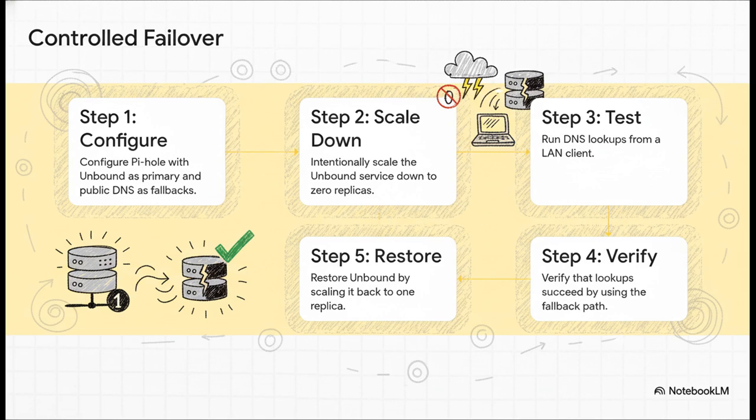So we ran a controlled failover test. A little bit of chaos engineering. We literally killed the Unbound service, scaling its deployment down to 0 replicas. And then we watched. And guess what? DNS lookups from our clients didn't even blink. They just seamlessly failed over to the public resolvers. That's how you prove resilience.